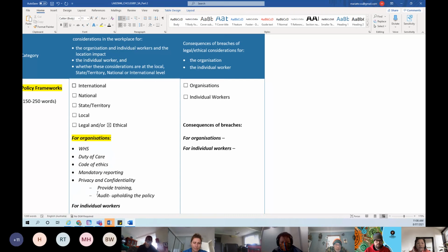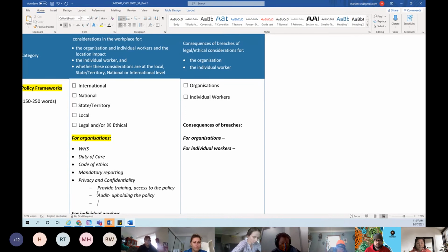They need to have access to training, and they need to have access to the policy. There's no point having a policy that's located on a hard drive or a shelf somewhere that nobody looks at. The organisation needs to ensure that new workers and existing workers understand all the relevant policies and procedures they need in order to do their job. Provide training, access to the policy, and they need to uphold the policy, so they might need to do an audit.